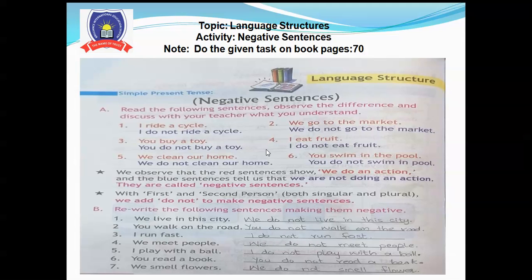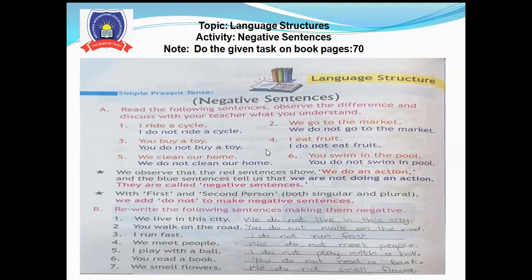That's good. We observed that the red sentences show we do an action and the blue sentences tell us we are not doing an action. The sentences written in red color show that we are doing an action, like I ride a cycle, we go to the market, you buy a toy, I eat fruit, we clean our home, you swim in the pool. While the sentences in blue color show that we are not doing an action.